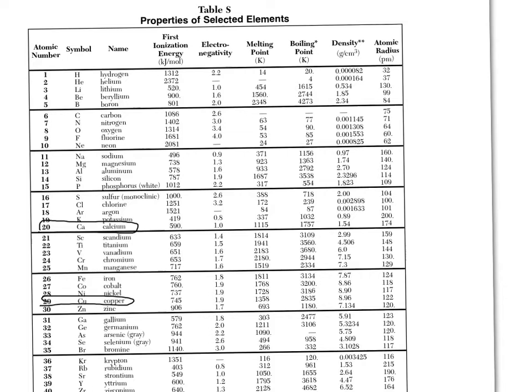And we can also find the element potassium, number 19. The substance that is not listed is ammonia, because ammonia is not an element, it is a compound. So it can be broken down by chemical means.